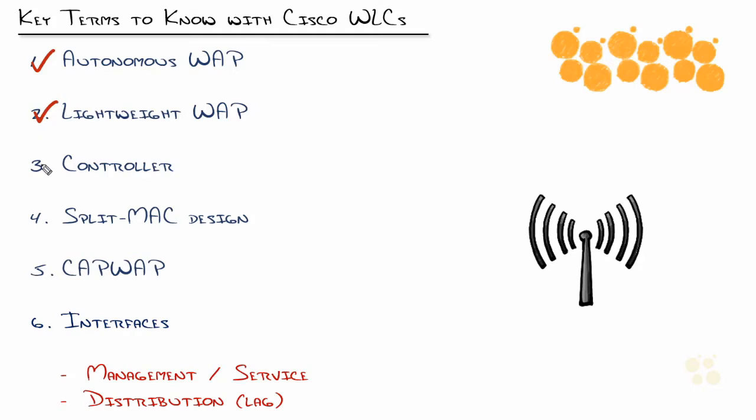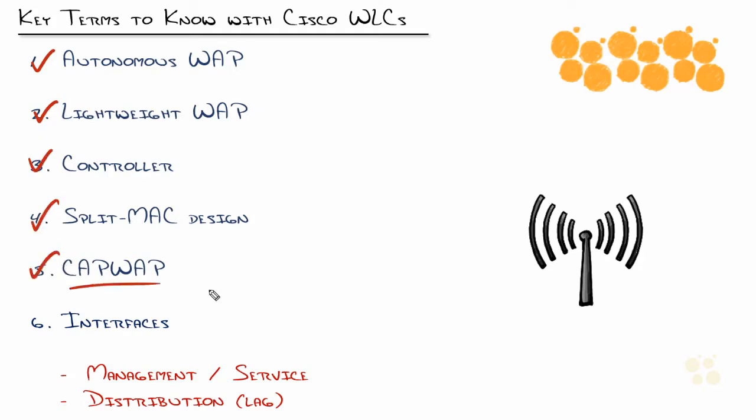Whereas if you centralize it, you see where I'm going, right? You centralize that encryption and those security keys on the controller. Now you can just move from WAP to WAP to WAP seamlessly because you're talking to the controller through the CAPWAP tunnel. That's the idea of the split MAC design. So you're following these terms, right? Autonomous, lightweight controller, split MAC, CAPWAP.